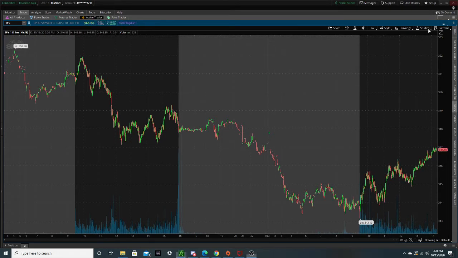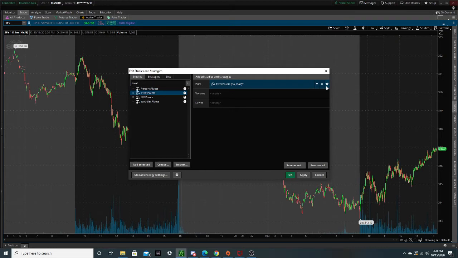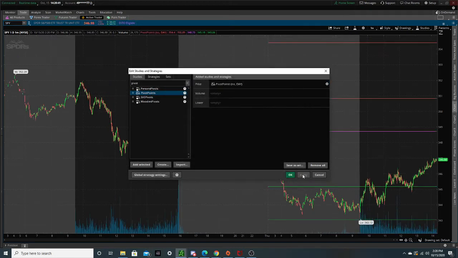So here we have the S&P 500, and if you trade on thinkorswim, to apply pivot points, you go to Studies, Edit Studies, type in pivot points, go to your setting button, and right here you'll see R3, R2, R1, PP, S1, S2, S3. This would be your resistance. This is your mid pivot, the VWAP, and these are your support levels. I recommend taking it off auto and putting it on numerical. Okay, hit OK, hit apply, and hit OK.